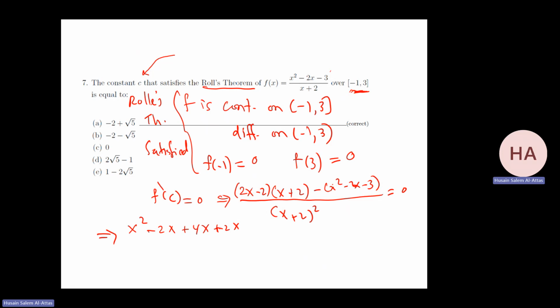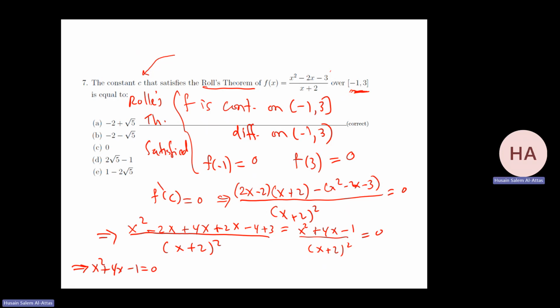Now I have minus 4 plus 3. So I have x squared plus 4x minus 1 in the numerator, over the denominator. That will be equal to 0. That means x squared plus 4x minus 1 equals 0.